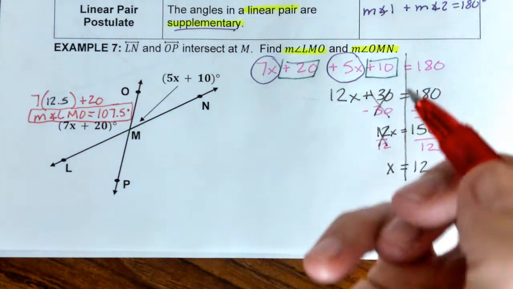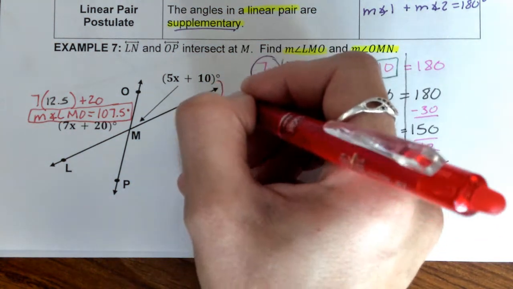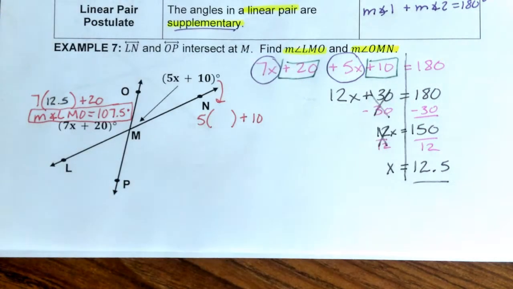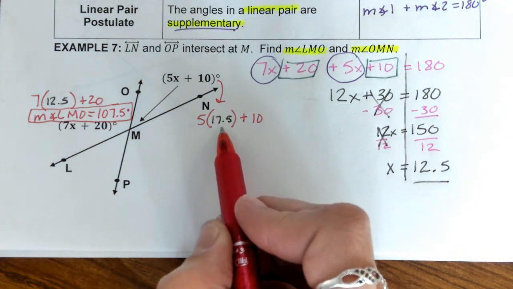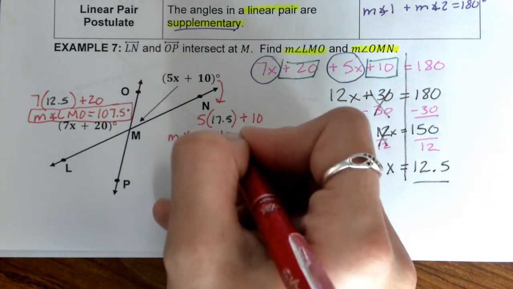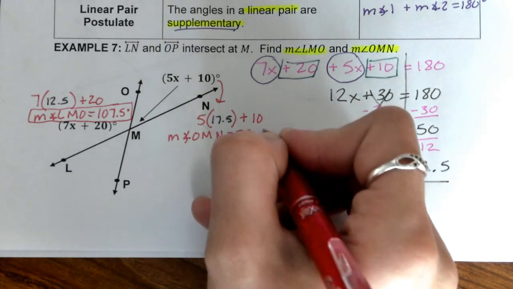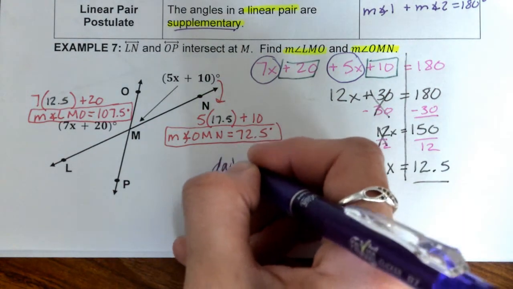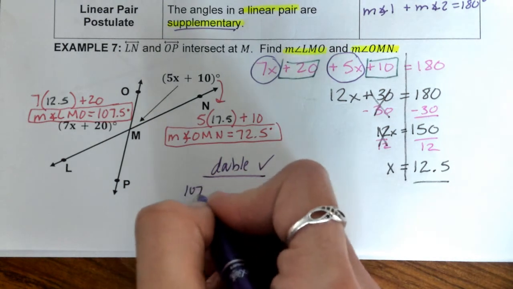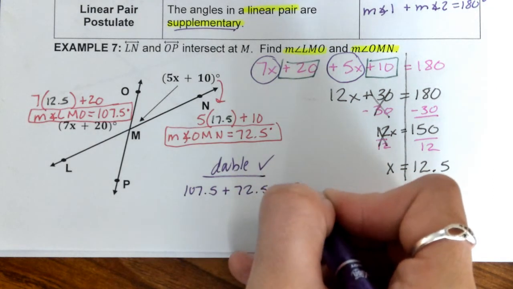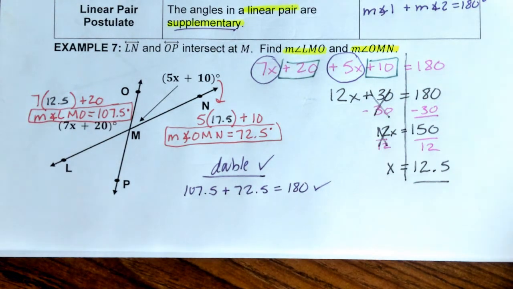All right, let's plug in for the other one now. I'm going to move this one down here. We're going to have our 5. We're going to take out x, so then we have our plus 10. We're going to plug in that 12.5. We take 5 times 12.5 plus 10. We're going to find the measurement of angle OMN is equal to 72.5 degrees. And again, you can always go and double check. Does 107.5 plus 72.5 equal 180 degrees? We can double check that one right there. All right.